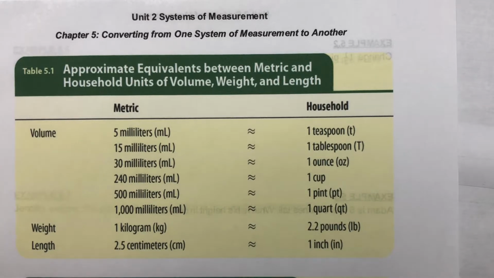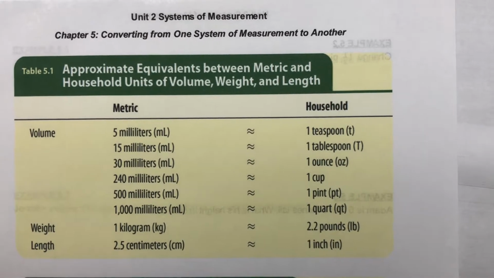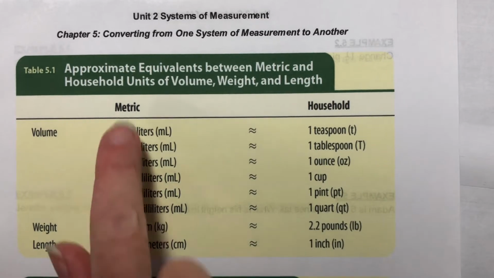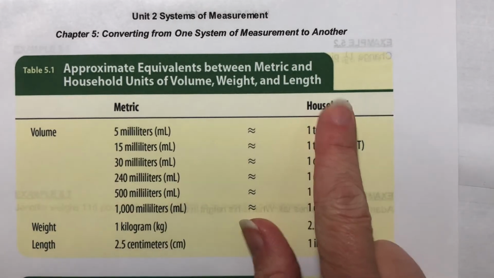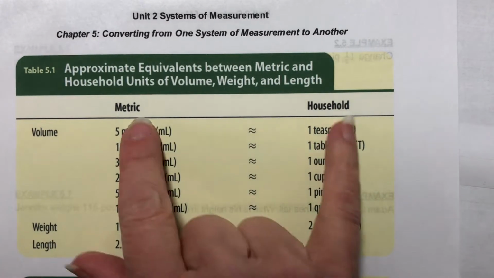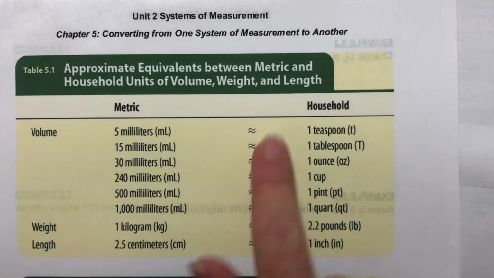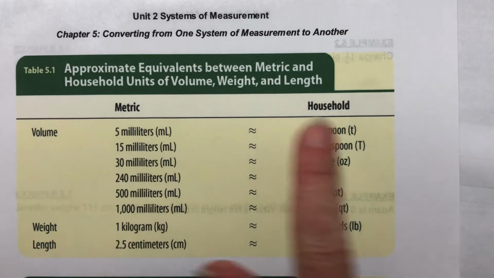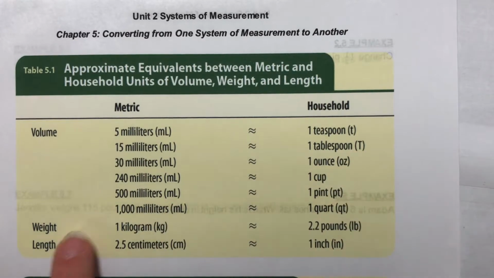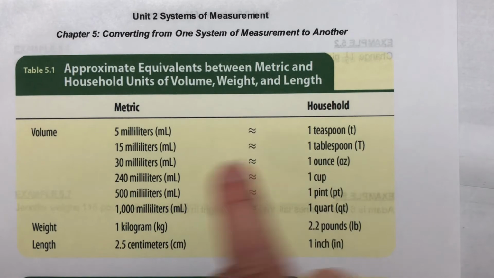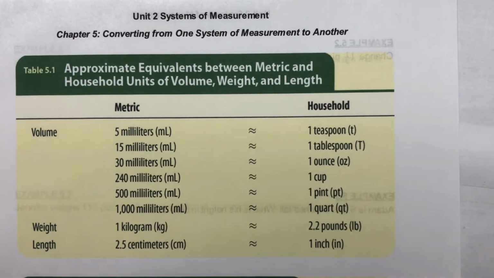Welcome to Chapter 5. What we're going to be doing here is converting between two versions of measurement. We'll be able to convert from metric to household, household to metric. So what we've got here on the first chart is an approximate relationship between various metric measurements and a household measurement. Okay, so we'll be able to convert from milliliters to teaspoons, and we have all these different relationships.